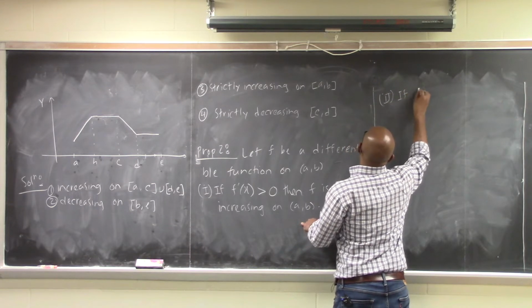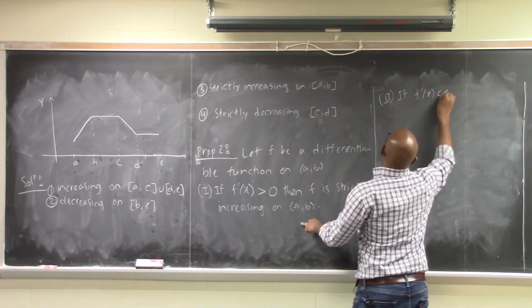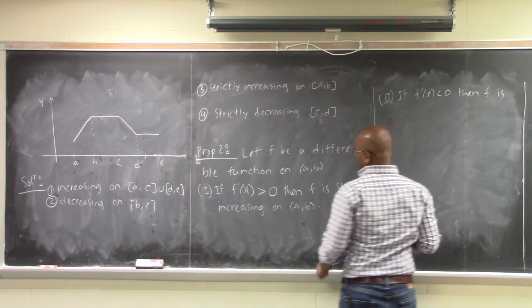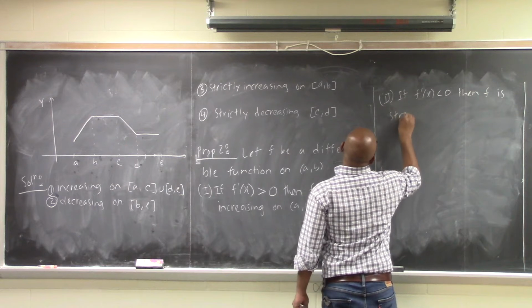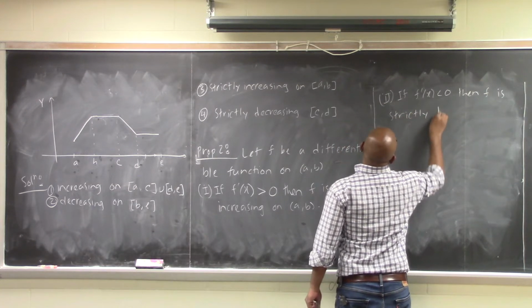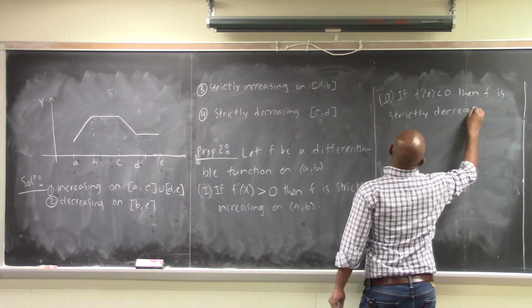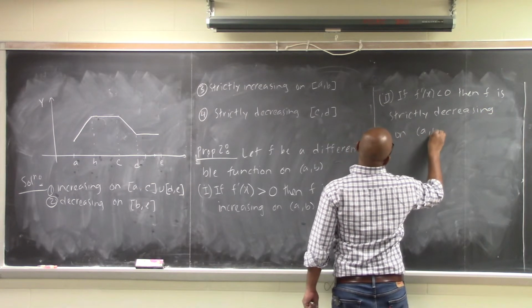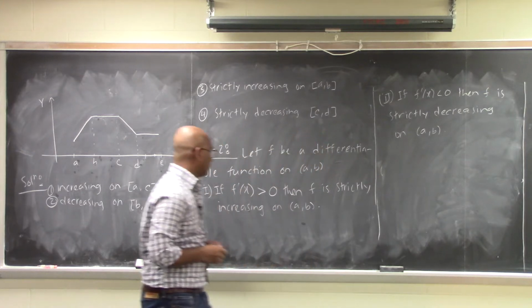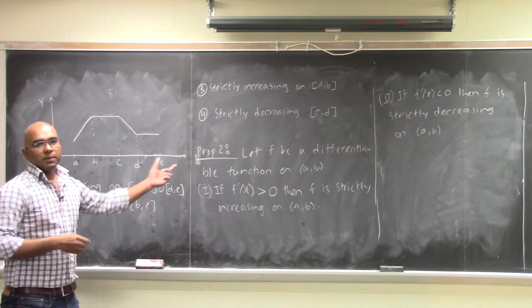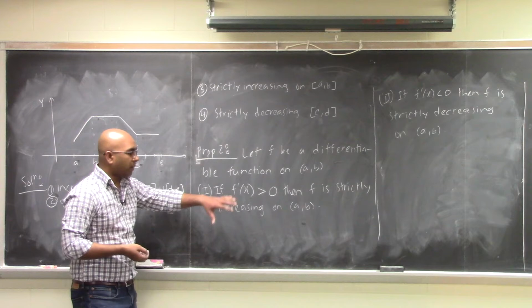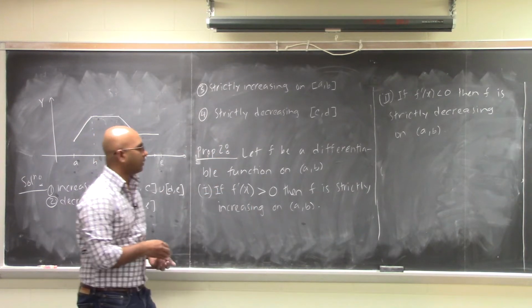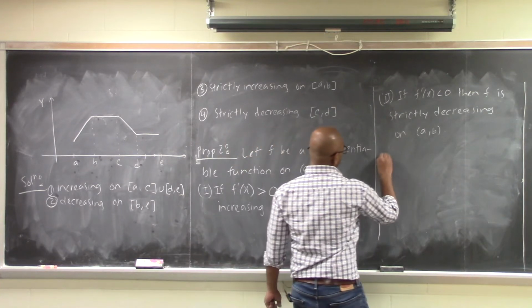If f prime of x is negative, then f is strictly decreasing on the interval a to b. Just like the previous case, I'm going to prove only part 1. You can prove part 2. It's a similar argument, very simple. Okay, so what is the proof?